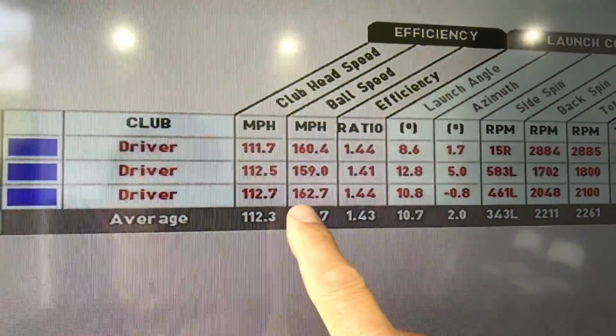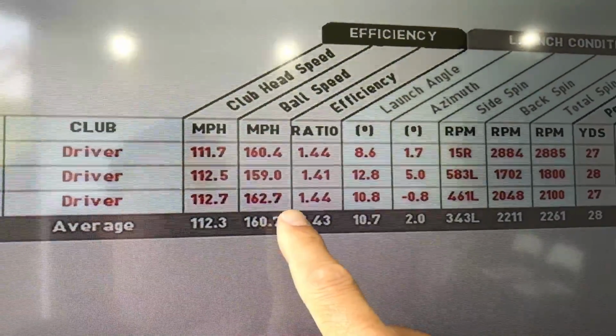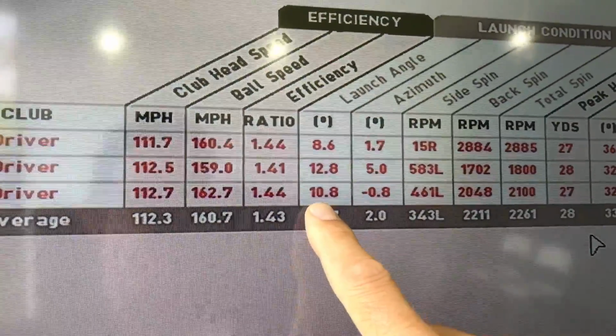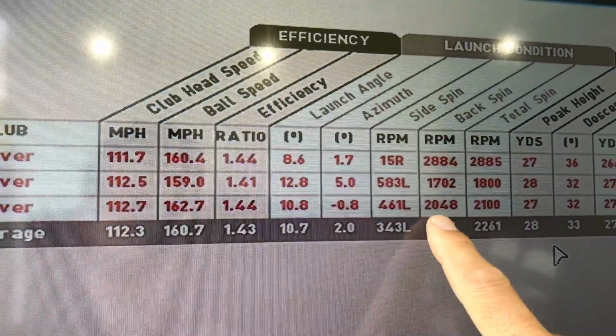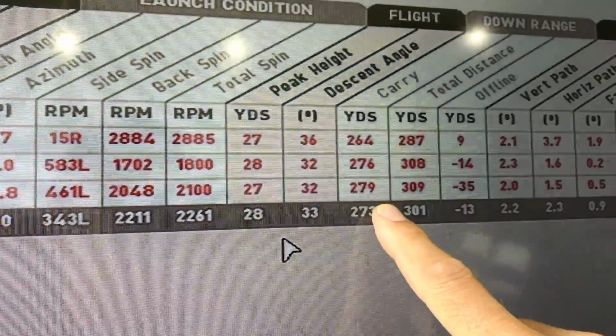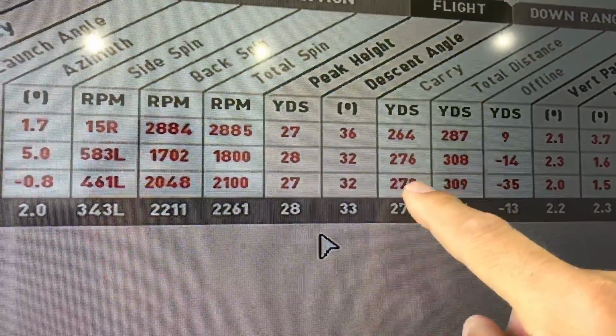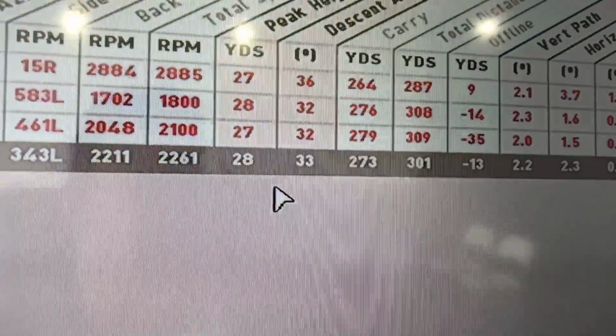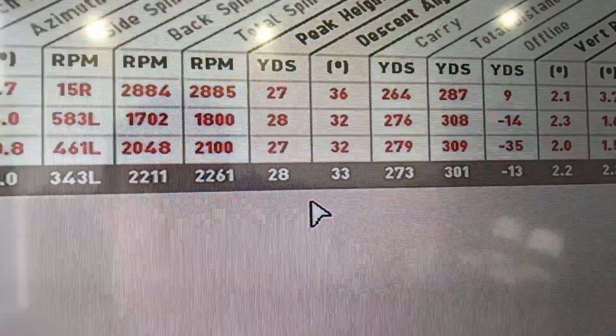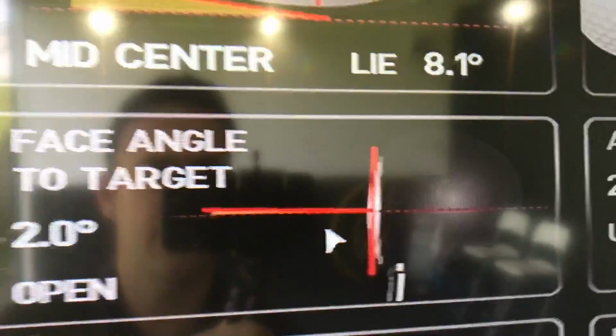Right, so here we go. So 162, better ball speed there, probably because I struck it better. Launch 10.8, okay, spinning at the 2000 mark, and that carried 279, so I'm squeezing even more out of this, running out roughly 309. So let's have a little look at strike on that.